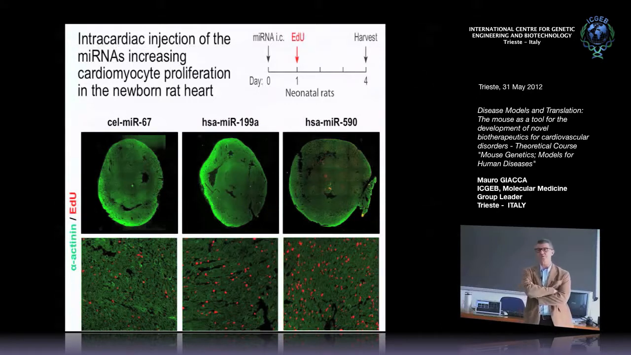We started cautiously, so first we took a neonatal animal when there is still some proliferation capacity. We injected the 2 best microRNAs, 199A and 590, directly in the heart with some lipids. And this is staining from bromodesoxyuridine. You see that there is a huge increase in number of proliferating cells.